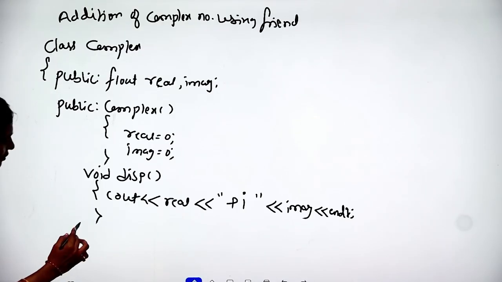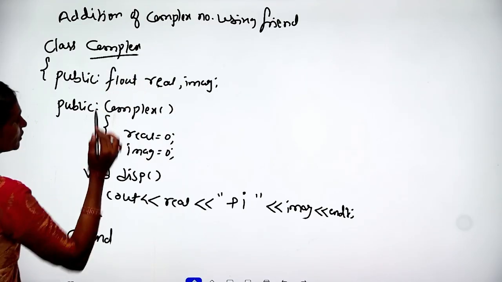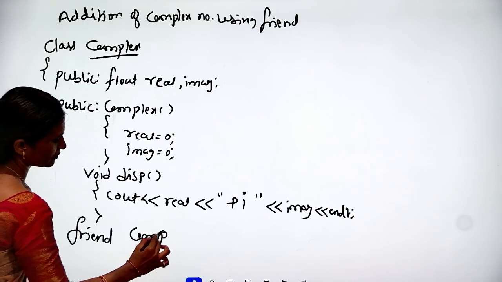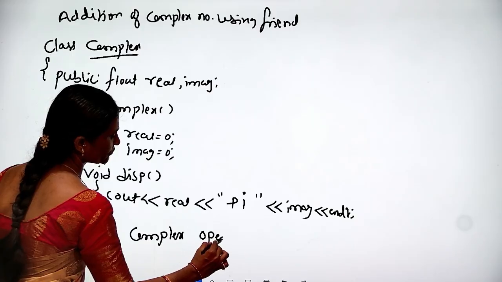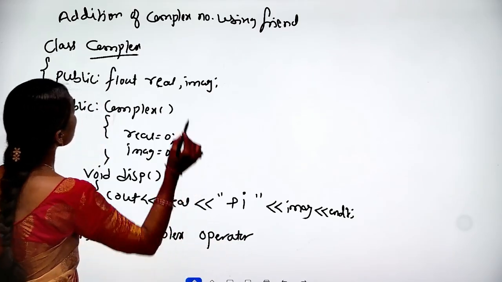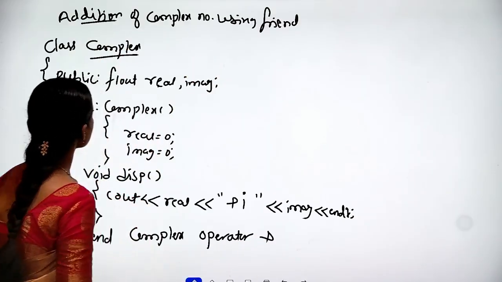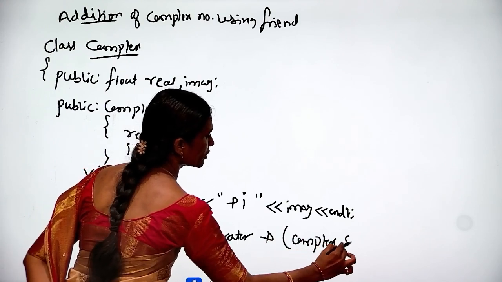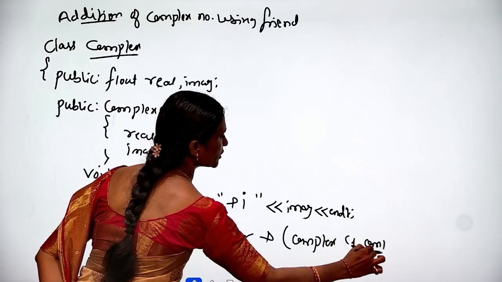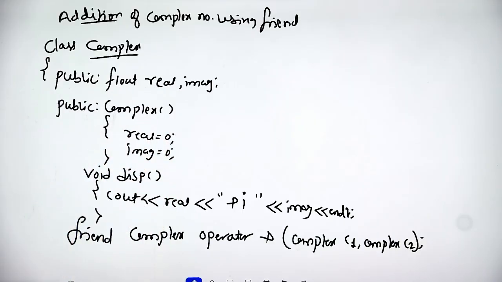Let's declare the method to overload as friend. The return type should be the class Complex, then the operator. Which operator am I performing here? I am performing addition, so the operator is plus. Then the two arguments we are going to take: Complex C1 and Complex C2. This is the declaration part, and close it.